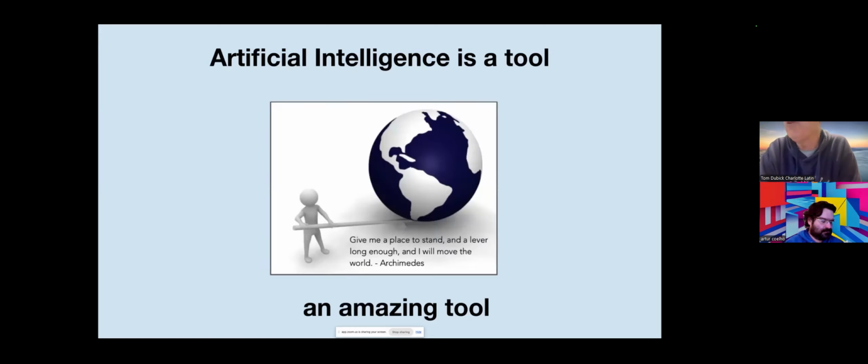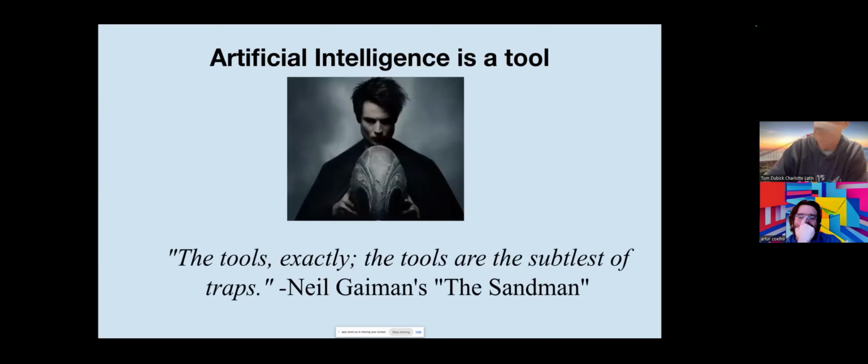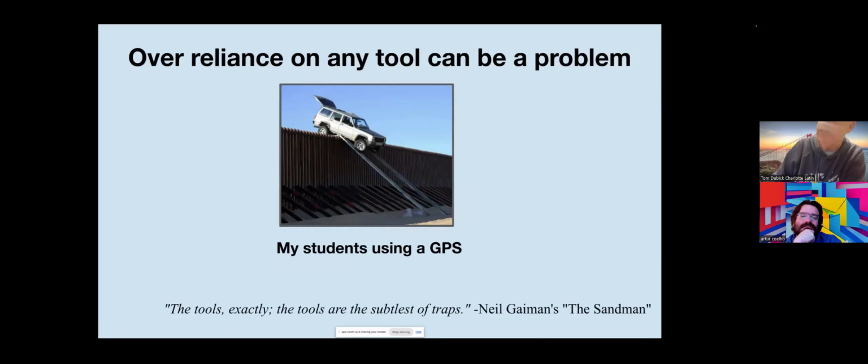Everybody in this conference knows AI is an amazing tool. Like Archimedes said, give me a place to stand and a lever long enough, and I'll move the world. But there's also what we as teachers worry about: the tools are the subtlest of traps, from Neil Gaiman's The Sandman. I think we all get worried about over-reliance on a tool. You look at this car stuck here. This looks like my own children and my students using a GPS at some point. They stop thinking and they just use the tool, and then they're relying on the tool.